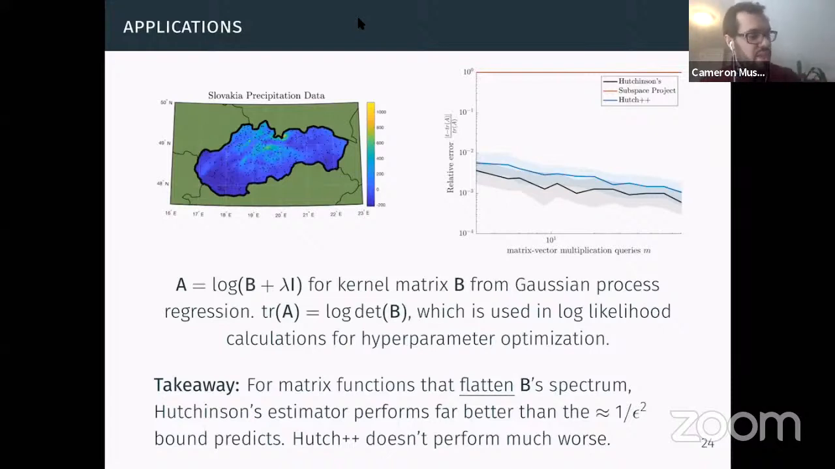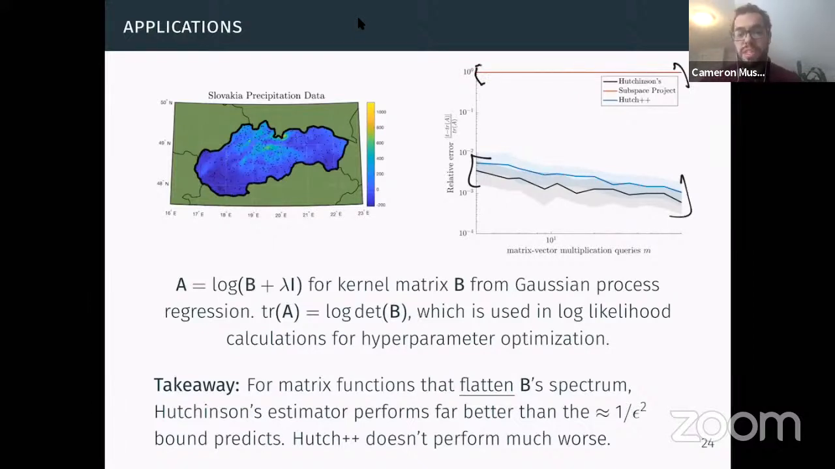And you can see that in this case, we're performing comparably to Hutchinson's. We're performing a little bit worse, which makes sense because we're wasting matrix vector queries on deflating the top subspace, even though it's not really there. And both methods are performing well, much better than the subspace projection method.